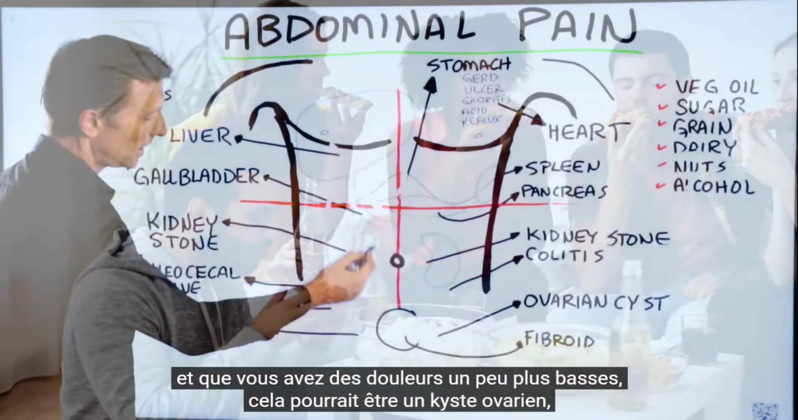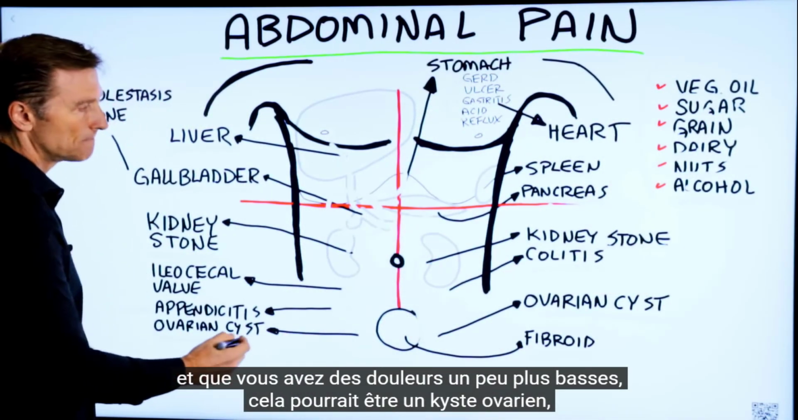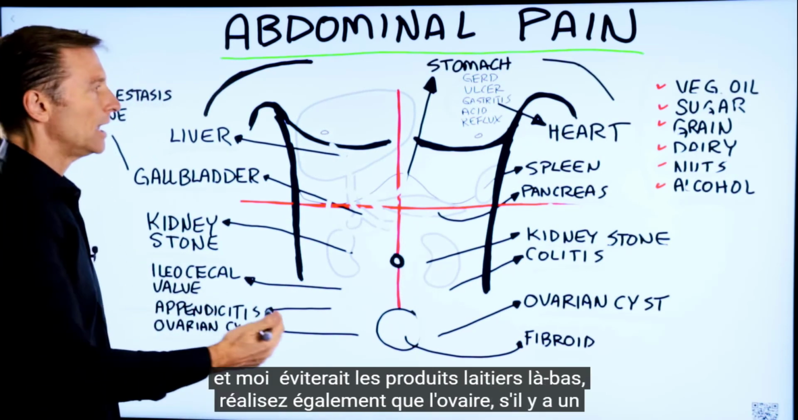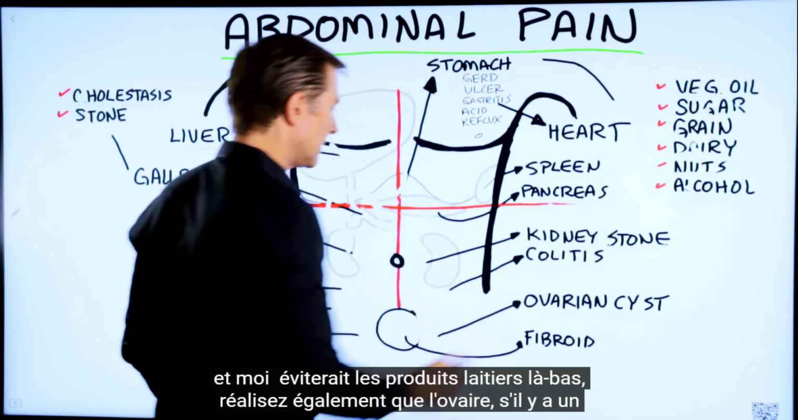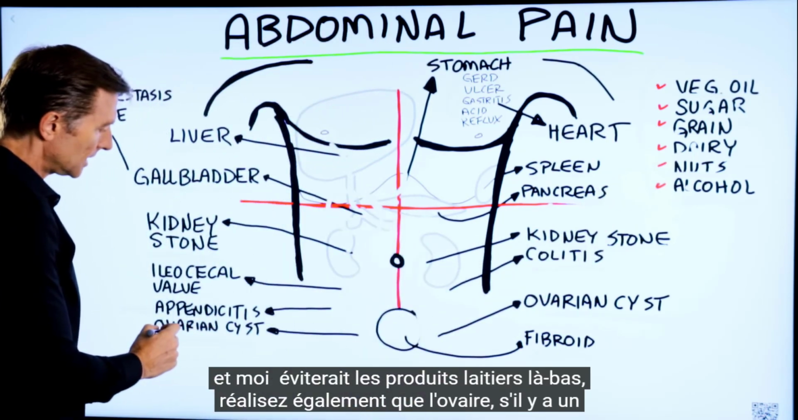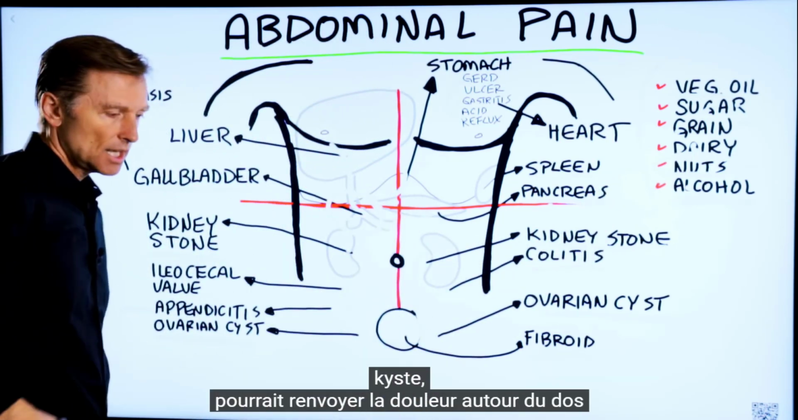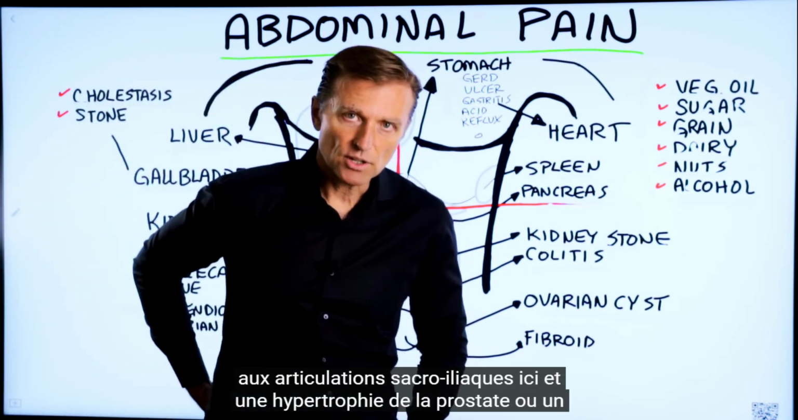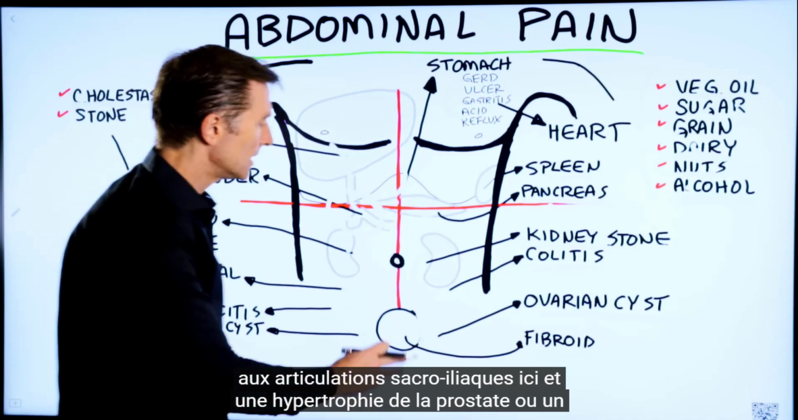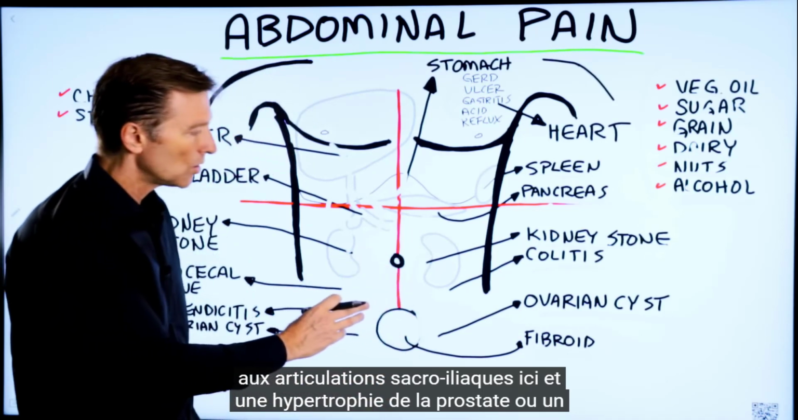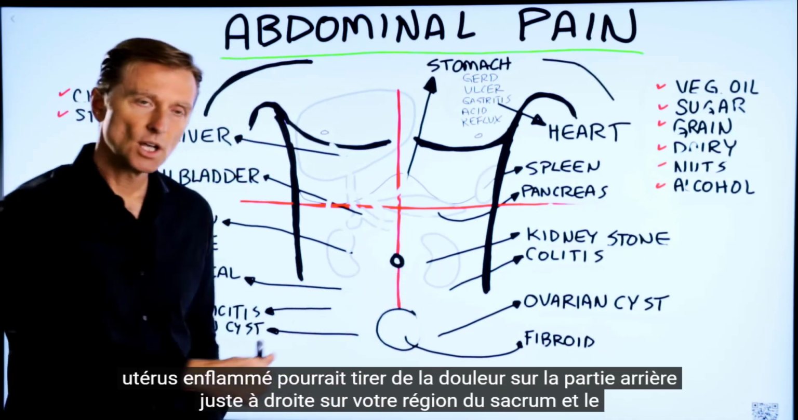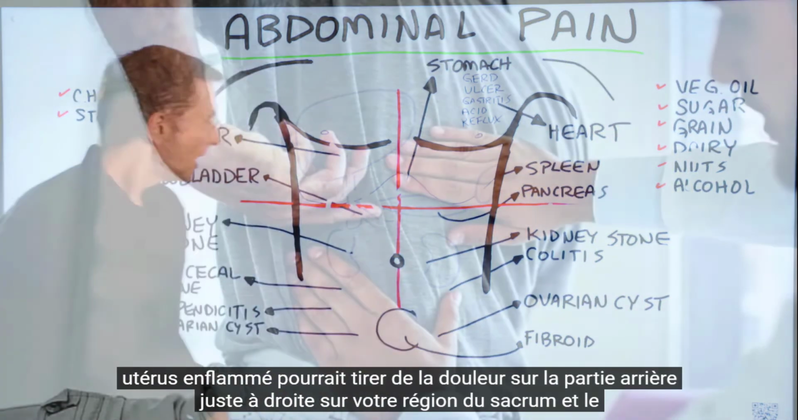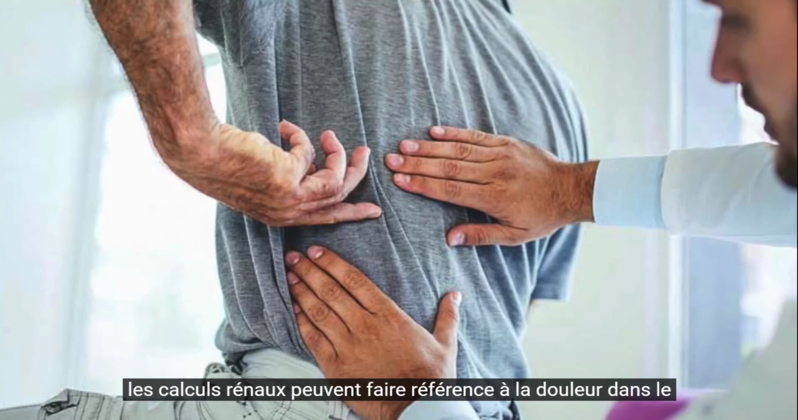And if you're female and you have pain a little bit lower, that could be an ovarian cyst. So sea kelp with the iodine will help that, cruciferous vegetables, and I would avoid dairy right there. Also realize that the ovary, if there's a cyst, could refer pain to around the back, to the sacroiliac joints right here. And an enlarged prostate or inflamed uterus could shoot pain on the back part, right on your sacrum area. And the kidney stone can refer pain around the back.